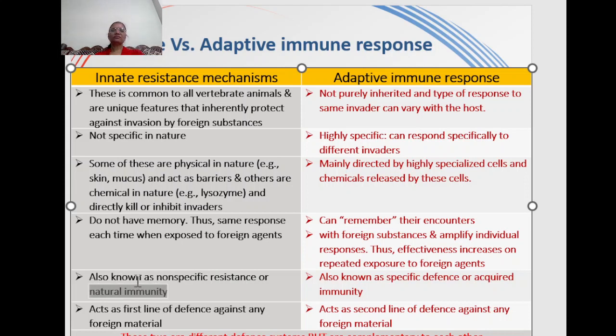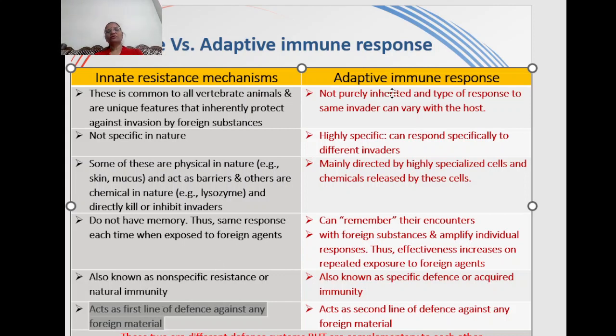Natural immunity is again the same thing, which is naturally present in your body starting from birth, right? It is also said to act as the first line of defense because it prevents the entry of the organism into your body, and that's why we can say that it acts as the first line of defense against foreign invaders.